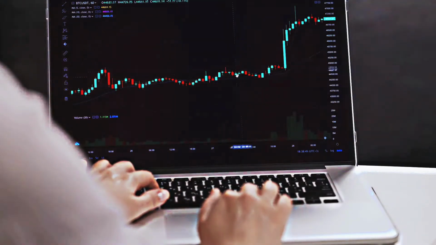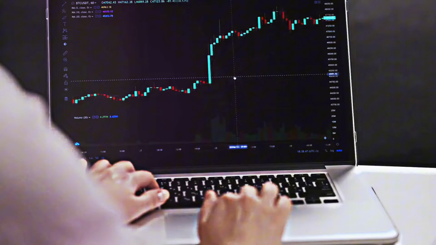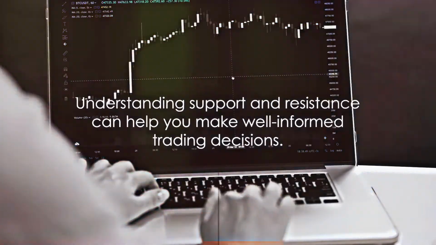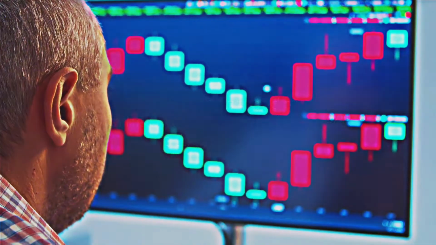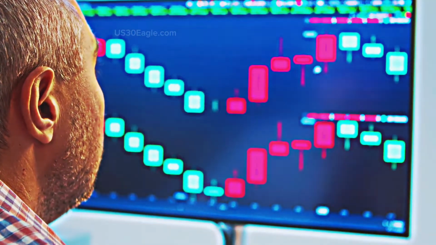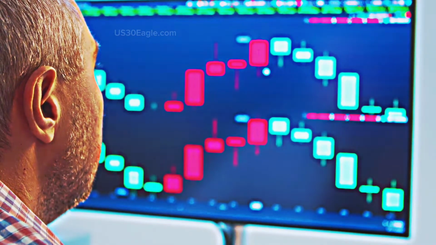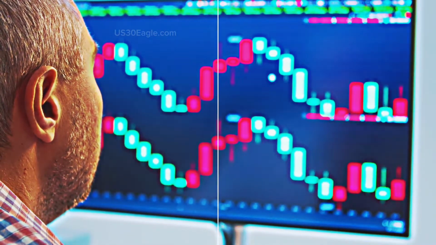These are just examples, of course. Every trader has their own unique strategy. Understanding support and resistance can help you make well-informed trading decisions. They keep you in tune with the market's rhythm. And that, dear listeners, is a tune worth dancing to.